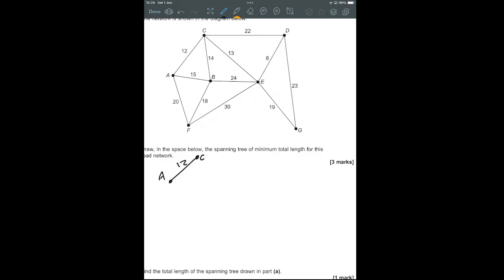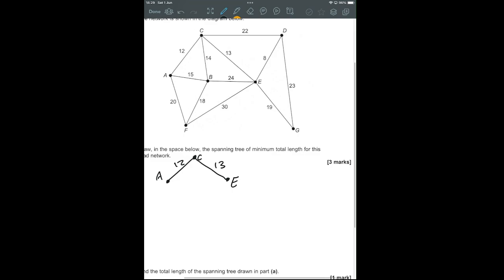So if I start at A, the best is to C. Then from C, the best goes to E. From that whole combination, I've got an 8 to D. I am trying to put them roughly in the equivalent spaces. So I've used a 12, 13, 8. My next best looks like a 14 from B. Now I'd like to use the 15 from A, but that will create a cycle, so I can't use that. I can see an 18, which gets me to F. I think that's my next best.